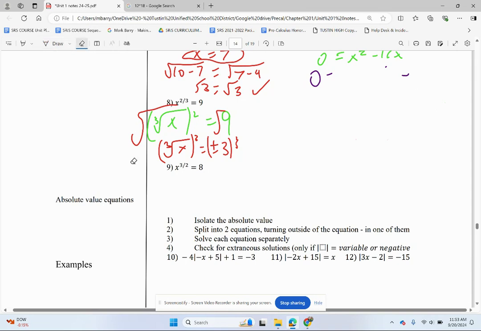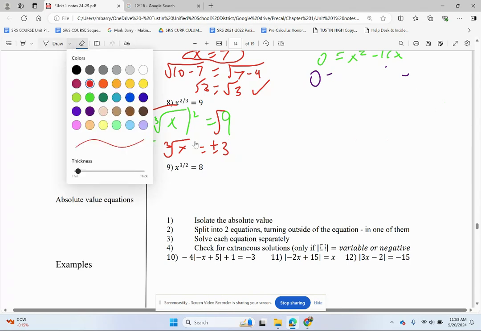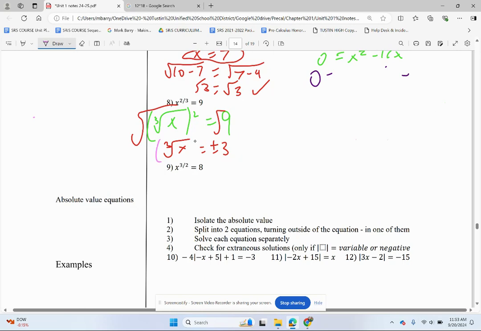Shoot, I should have done that in a different color. Let me show that in a different color since it is a new step here. Let's go pink. All right, third power here, third power there. So then I get x equals, and if we think about it, positive 3 to the third power is 27, 3 times 3 times 3.